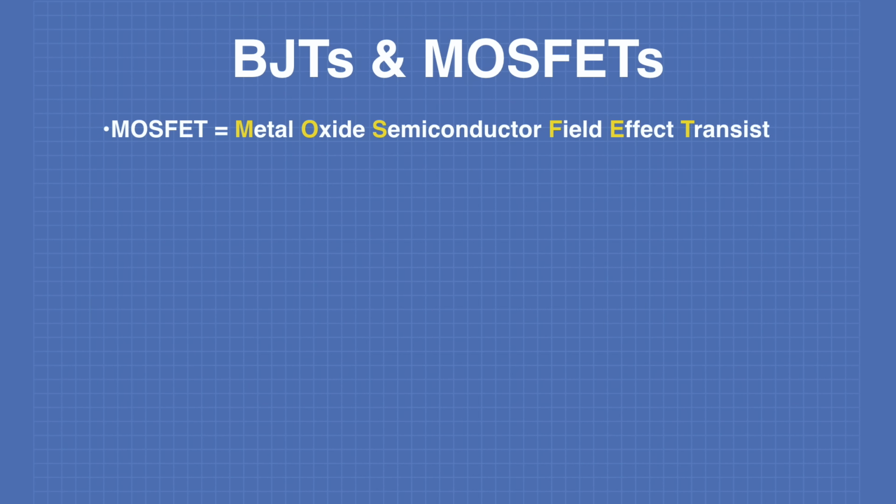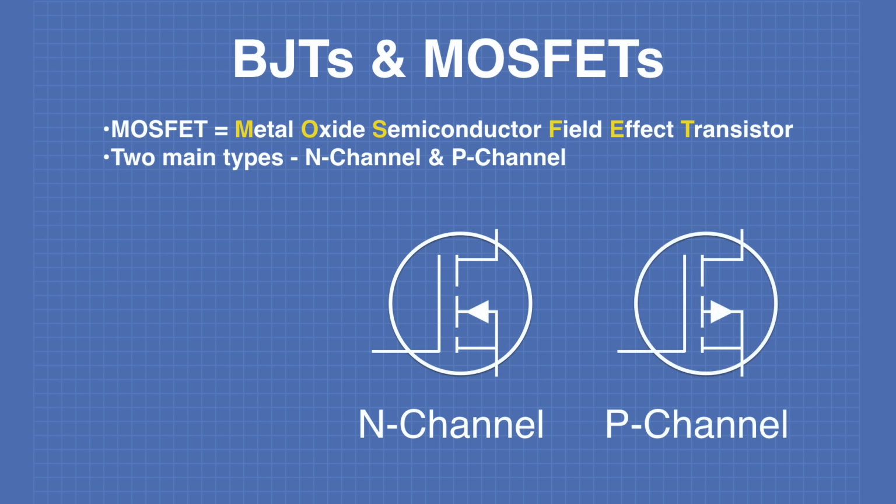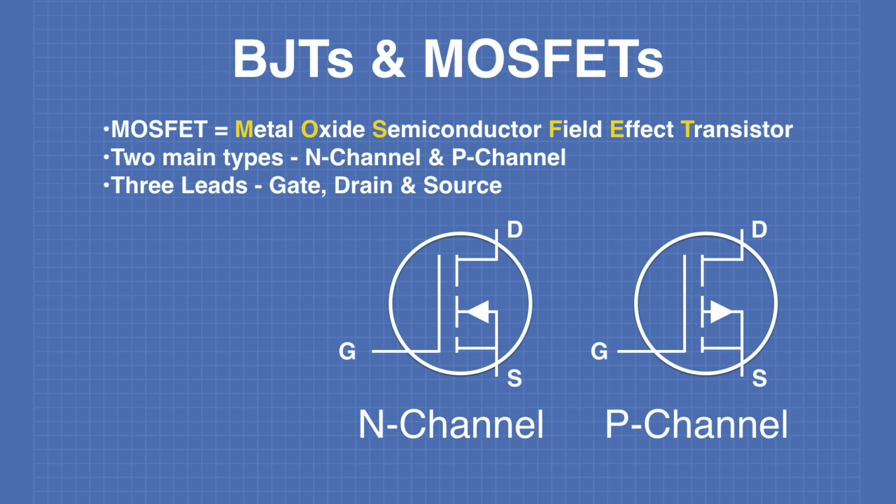A MOSFET is a metal oxide semiconductor field effect transistor. There are two main types of MOSFETs, the N-channel and the P-channel. MOSFETs also have three leads: the gate, the drain and the source.